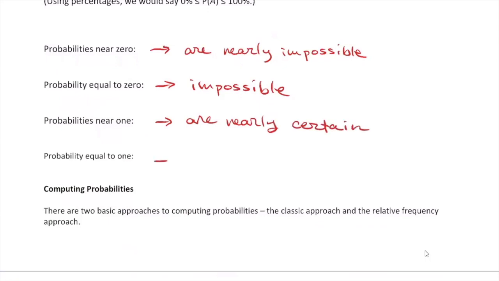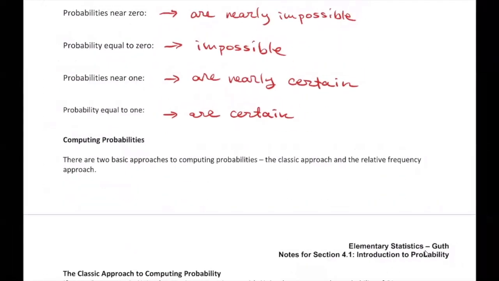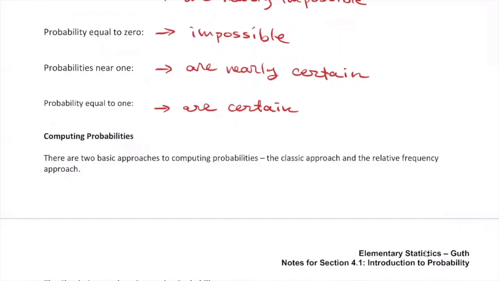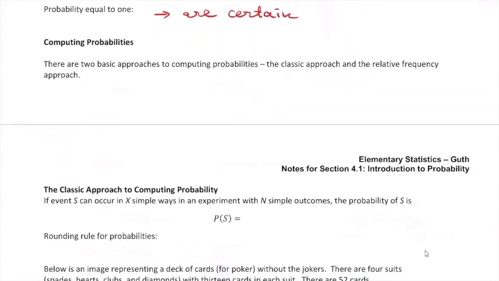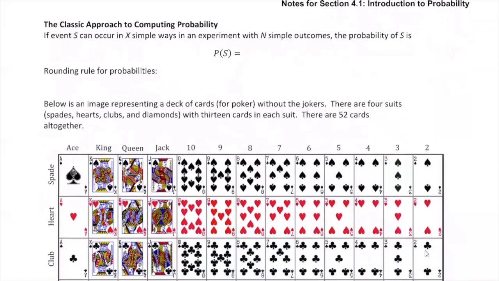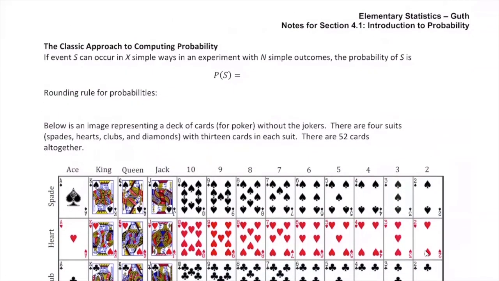And probabilities equal to 1 are certain. Okay. Then, so that's just a quick intro to the ideas. And if we go on to the next page, we're talking about the probability of an event.